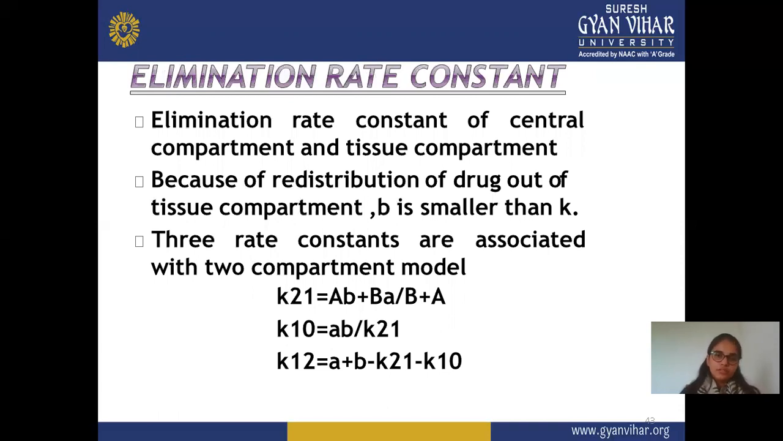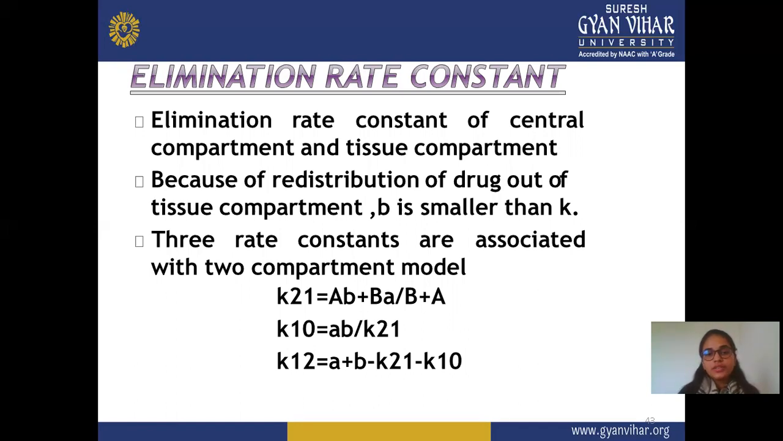Next is the elimination rate constant. According to the elimination rate constant, both the central as well as the peripheral compartment are involved in elimination, because we already saw in the previous slide that elimination may occur from only the central compartment, or only the peripheral compartment, or both. So here we are checking the elimination rate constant from the central as well as the peripheral compartment. Peripheral compartment is nothing but the tissue compartment. Because of redistribution of a drug out of the tissue compartment, this is smaller than the K.